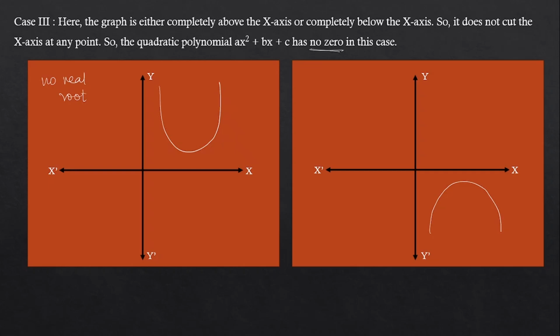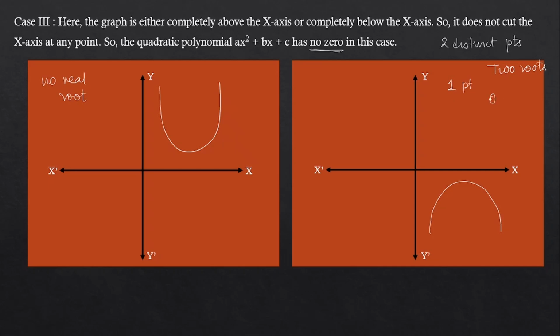So, we saw three cases. In the first, the graph was touching the x-axis at two different, distinct points. That was the case where we said it has two roots. We saw the second case where it was touching the x-axis at one point.